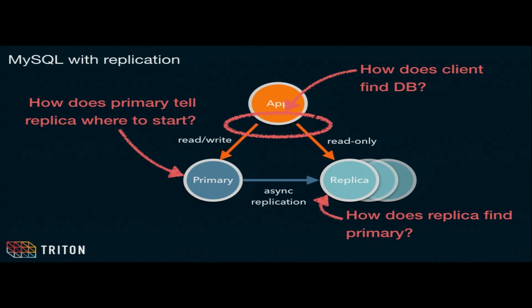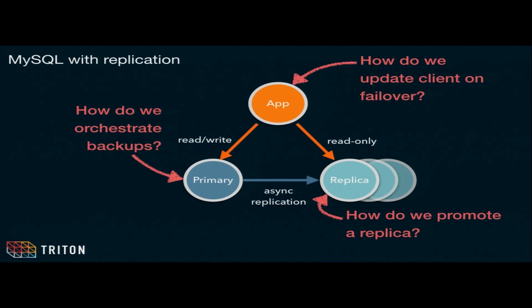But we have these other more ongoing concerns about how does the primary tell a replica where to start replicating from? How do we orchestrate backups? How do we promote a replica or update the clients when we do a failover, right? So these are application level concerns that can't be solved with something like a TCP proxy, right?